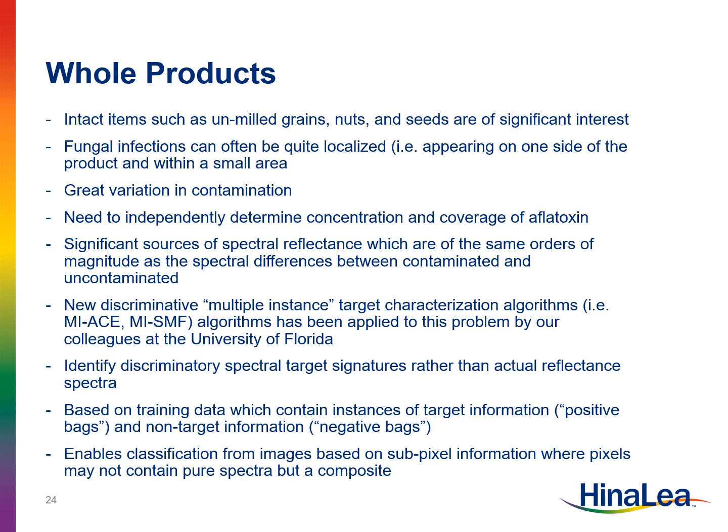Because many significant sources of spectral reflectance are of the same orders of magnitude as the spectral differences between contaminated and uncontaminated samples, new discriminative multiple instance target characterization algorithms, such as multiple instance adaptive cosine estimators and spectral matching filters, have been applied to this problem by our colleagues at the University of Florida. These identify discriminatory spectral signatures rather than actual reflectance spectra and are based on training data which contain instances of target information known as positive bags and non-target information called negative bags. This approach enables classification from images based on subpixel information where pixels may not contain pure spectra, but a composite.